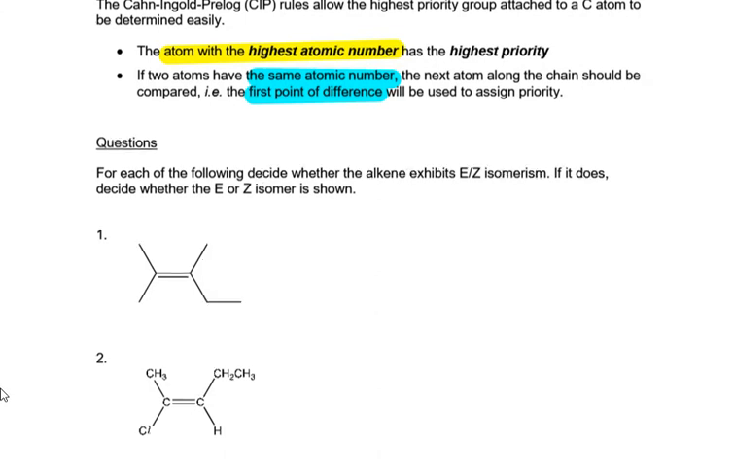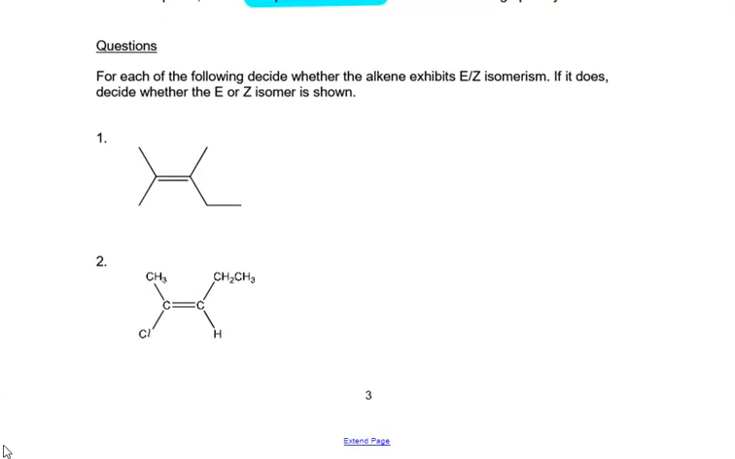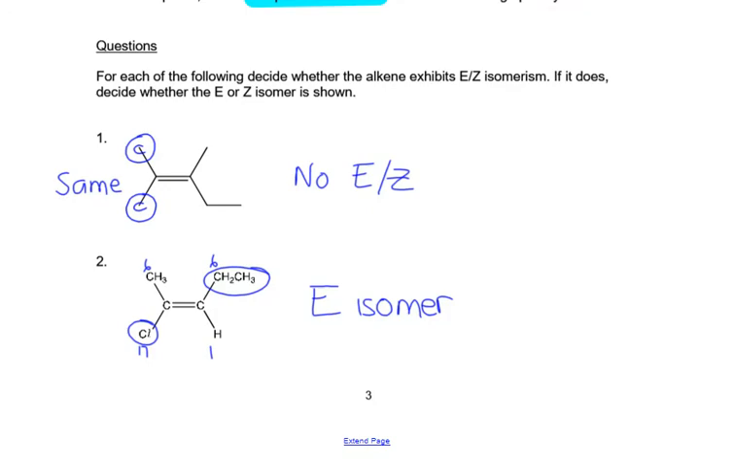So have a go, pause the video and decide whether each of these is the E or the Z. So if we have a look at these first two, in example number 1, the two groups on the left-hand carbon of the double bond are both methyl groups, so because they're the same, there is no E/Z isomerism. And then in the second example, on the left-hand side, we've got a chlorine versus a carbon. Chlorine is atomic number 17, so chlorine is highest priority. And on the right, we've got a carbon versus a hydrogen, so the carbon of the ethyl group is the highest priority. Therefore, this is the E isomer.